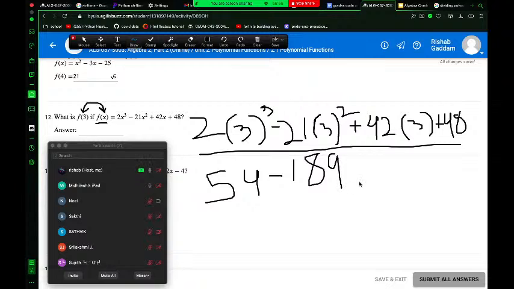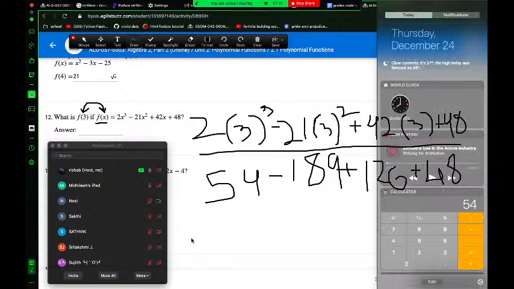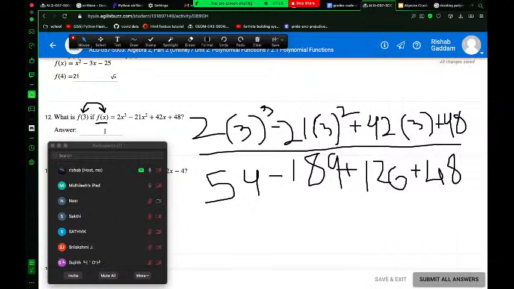And then you have plus 42 times 3. 42 times 3 is 126. And then you have plus 48. And then since you have this super easy equation, you can just plug this into the calculator and it will automatically solve it for you because calculators are cool. Okay? I got 39. I also got 39, so I guess that's how you do the problem then.